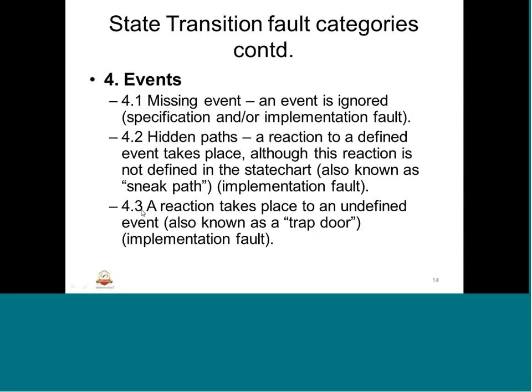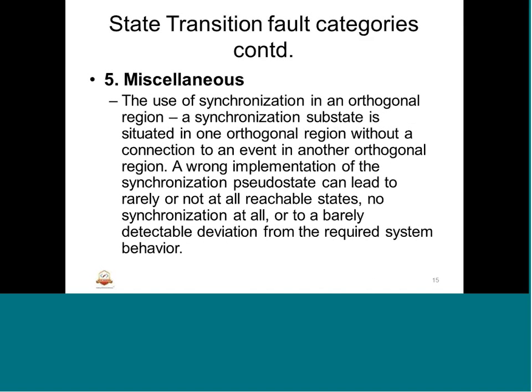The third one is that a reaction takes place to an undefined event. That means a reaction is happening, but there is no event. It's also known as a trap door. That means it's an implementation fault. So the reaction is there due to something, but there is no event as such. This is the fourth type of fault that can be there in the state-driven embedded system. The last one is miscellaneous.